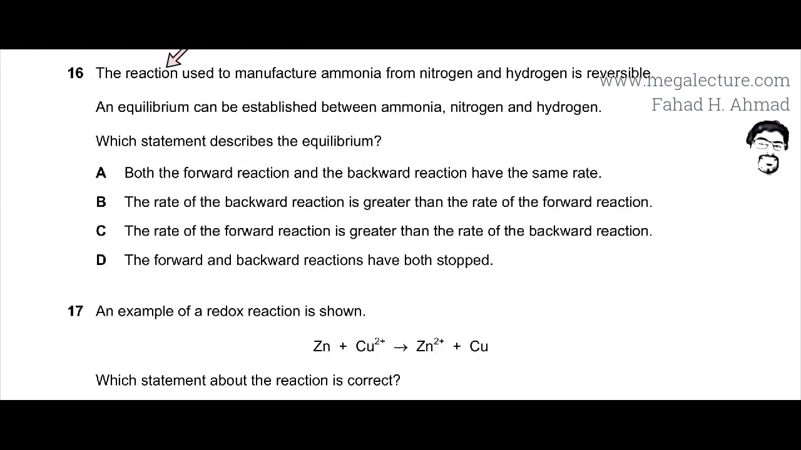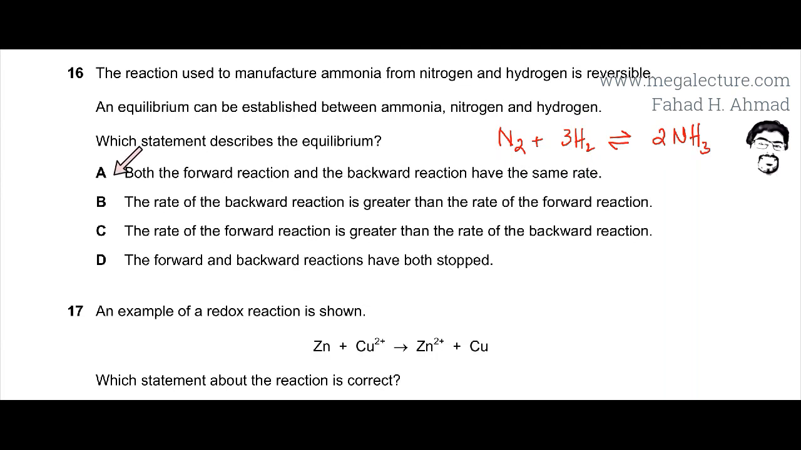The following question reads that the reaction used to manufacture ammonia from nitrogen and hydrogen is a reversible reaction. An equilibrium can be established between ammonia, nitrogen, and hydrogen. Which statement describes this equilibrium? Remember, we're talking about the Haber process, which is this reaction over here. All of them are gases, and it's an exothermic reaction in the forward direction.